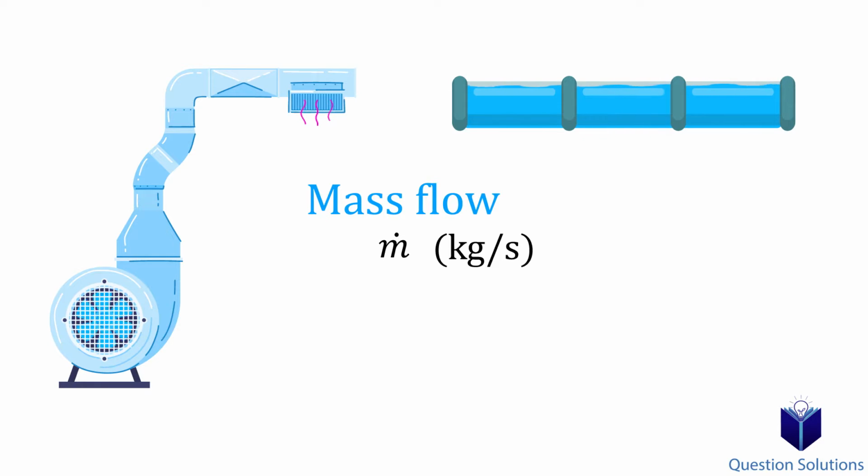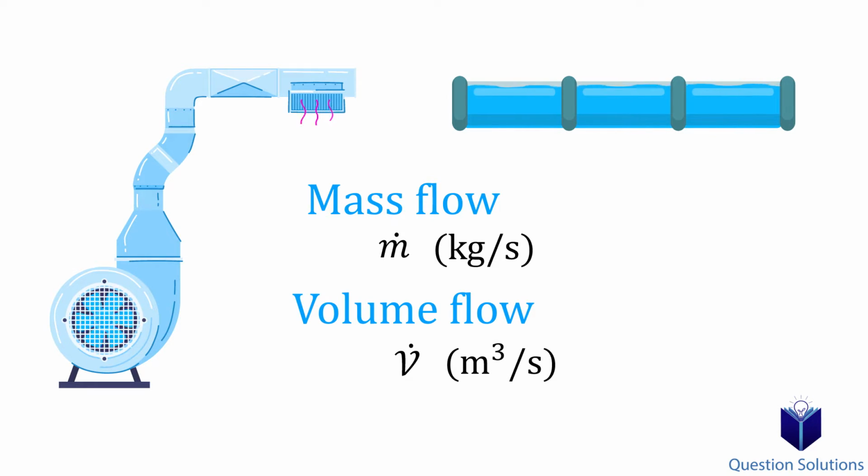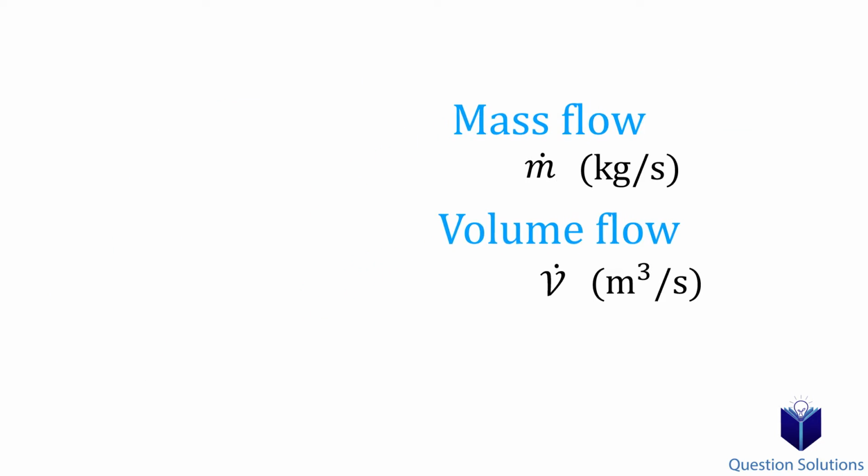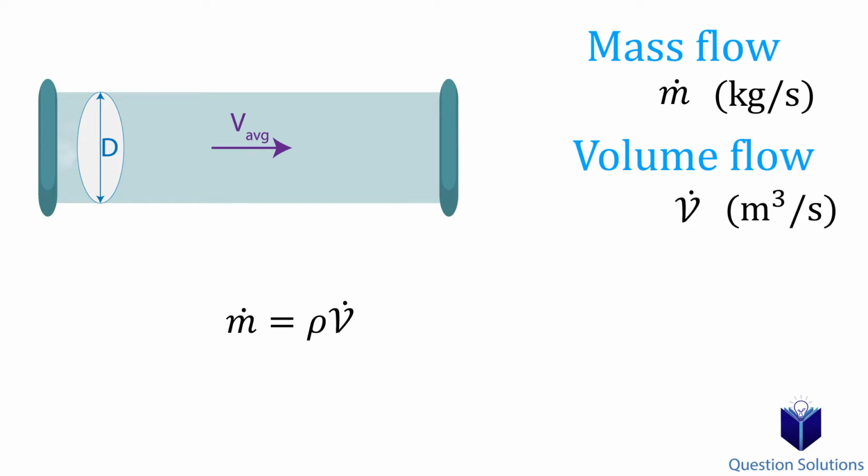This mass flow rate is also related to volume flow rate. That's the fancy letter V with a dot on top. That would have the units of cubic meters per second. So in simple terms, how much volume is flowing per second? We can relate them using this equation. Here, rho is the fluid density. It's also equal to this. The letter A represents the cross-sectional area of flow, and V average is the average flow velocity.